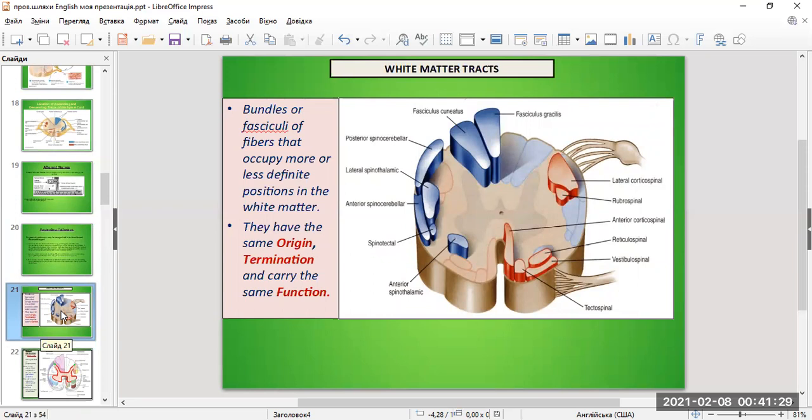White matter contains bundles of fasciculi or fibers that occupy more or less definite positions in the white matter. They have the same origin, termination, and carry the same function.